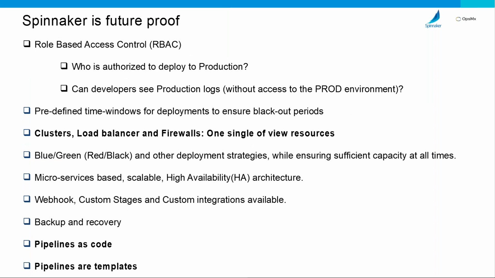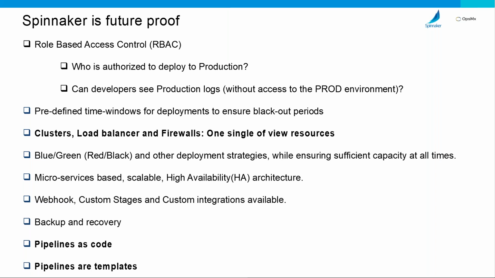Spinnaker also supports role-based access control. One of the common problems people are facing is that we want our developers and testers to be able to deploy the application anywhere, but not production. Deploying to production typically involves additional controls. It involves approval processes and so on and so forth.